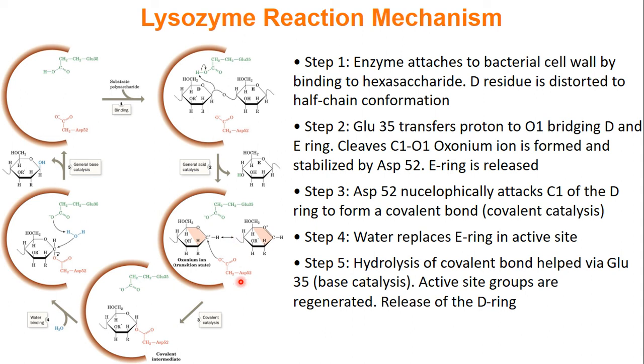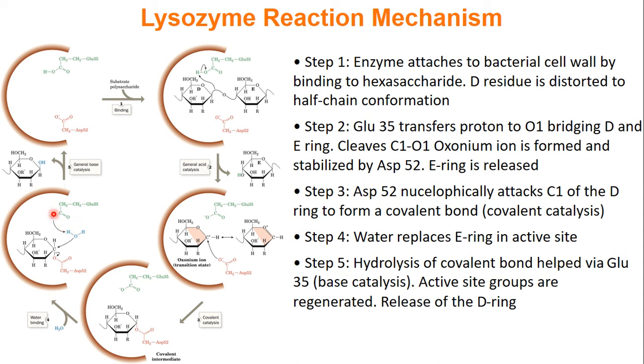So step 3, ASP52 is going to act like a nucleophile. Remember, it's donating electrons, and it's going to attack this positive carbon. And you're going to have a covalent bond, covalent catalysis. So step 3 is happening right here. We have an intermediate where we're bound to our enzyme. Step 4, water comes in. It's going to go where the E ring was, and it's going to do two things.